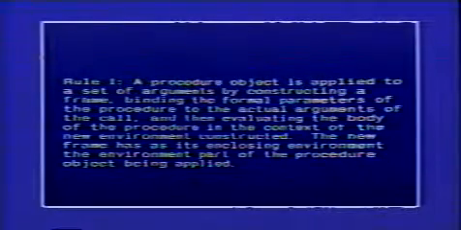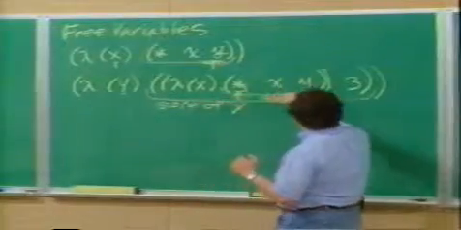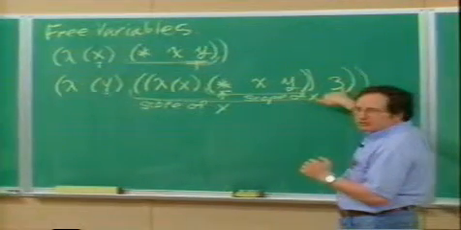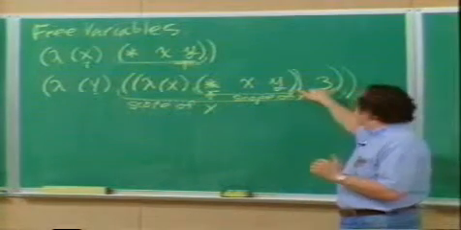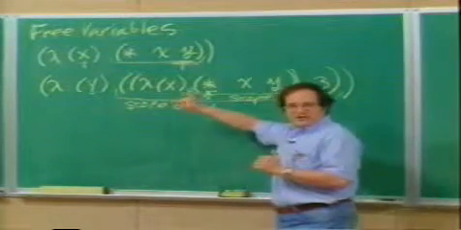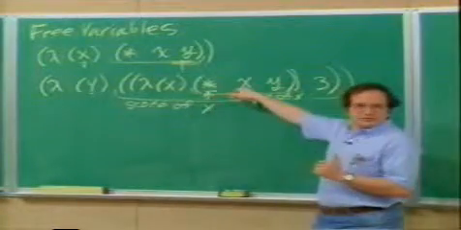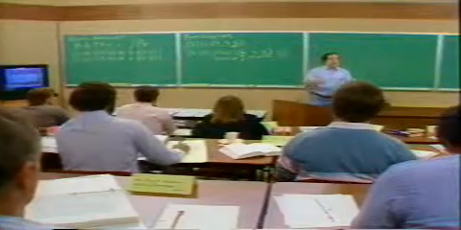A procedure object is applied to a set of arguments by constructing a new frame. That frame will contain the mapping of the formal parameters to the actual arguments that were supplied in the call. As you know, when we make a call to a procedure like lambda x times x y, and we call that with the argument 3, then we're going to need some mapping of x to 3. It's the same thing as later substituting, if you will, the 3 for the x in the old model. So I'm going to build a frame which contains x equals 3 as the information in that frame.